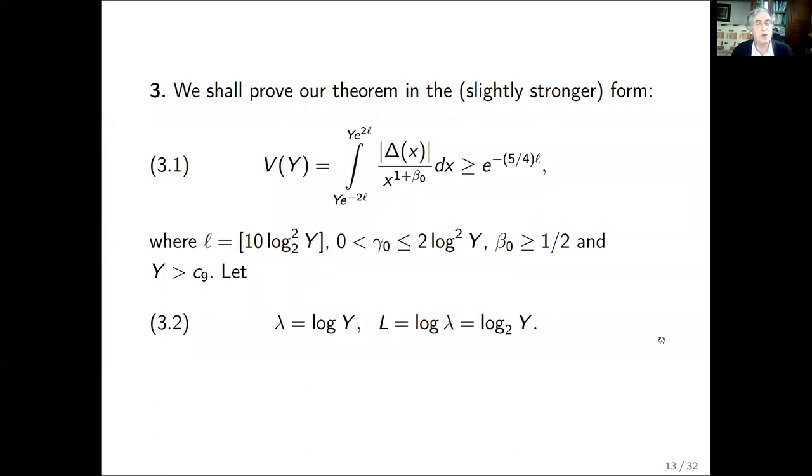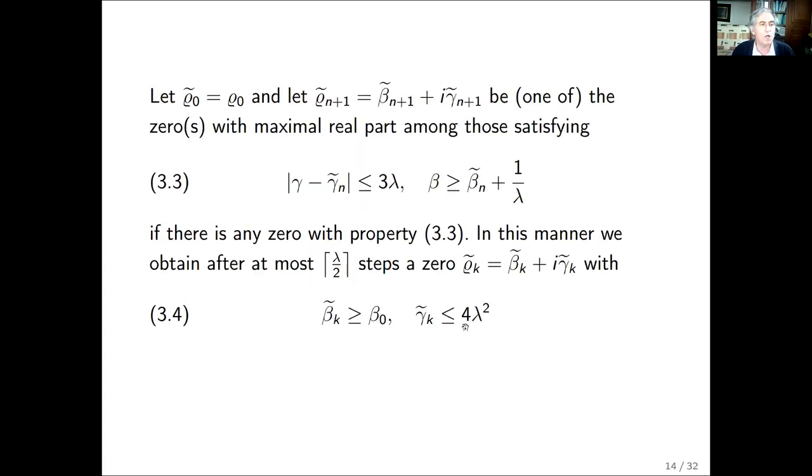Exactly the way we will prove it will be as you can see here. So here we have a localization for the average. Instead of delta x, we can work with x to 1 plus beta naught. And the lower bound we get will be this. What we have to keep in mind is that gamma naught, which was in the condition, is small compared to log y. Lambda is log y, L is log log y, and little l is the square root of log log y.